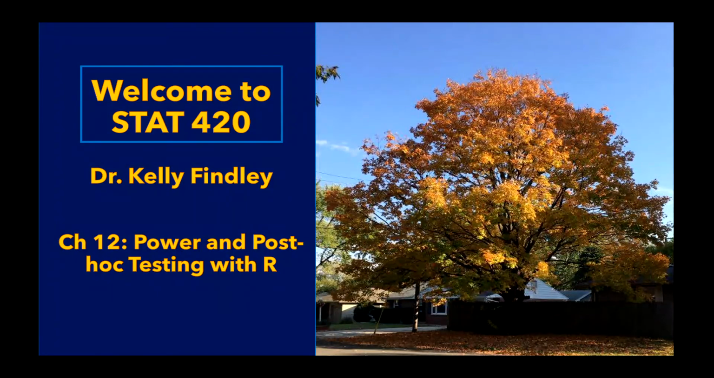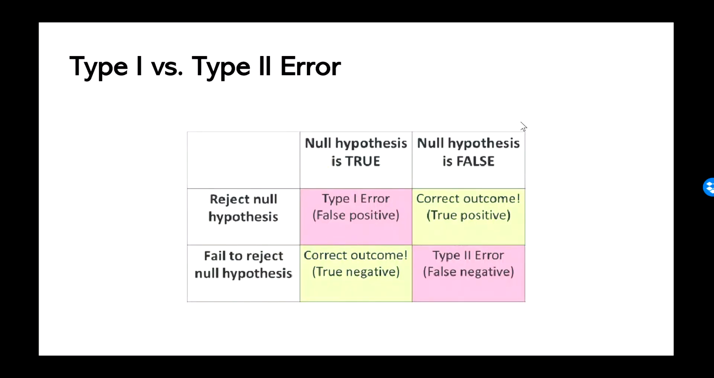In this video, we're going to talk about statistical power as well as post-hoc testing in relation to ANOVA using R as well. So I think we've talked a little bit about statistical power before. It's certainly in chapter 12 of the book if you've seen that already. But it starts with this idea of what are the different scenarios that could happen when I do a hypothesis test using a significance level and making a reject or fail to reject decision.